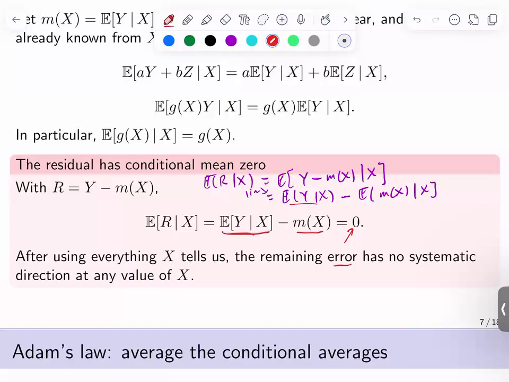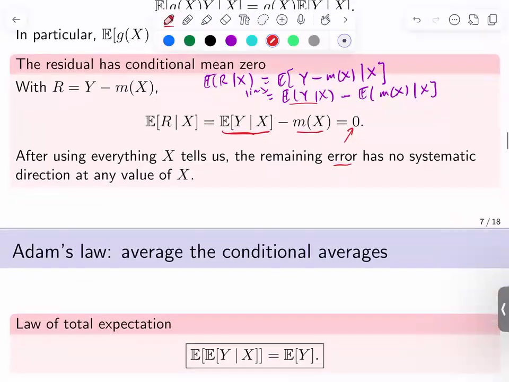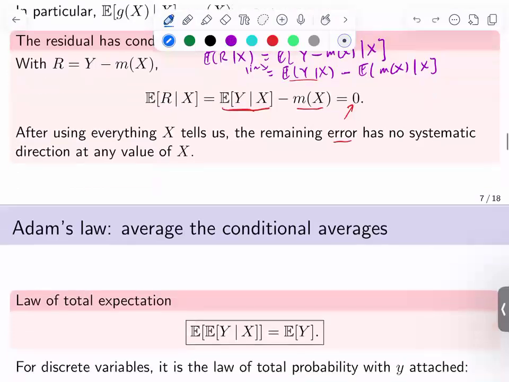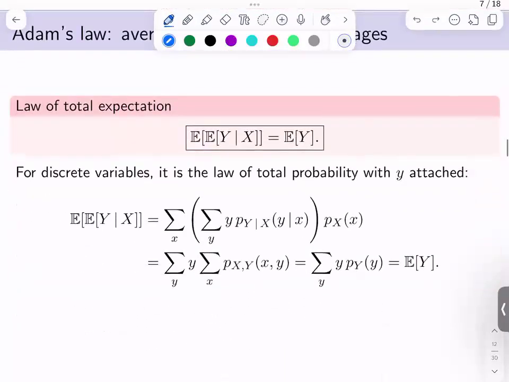Any question? Comments? So this residual has conditional mean 0. We'll see by Adam's law I also have, if I apply expectation on both sides, another expectation, this would be the unconditional expectation, this would be 0. So that holds for unconditional expectation. So this is the Adam's law.